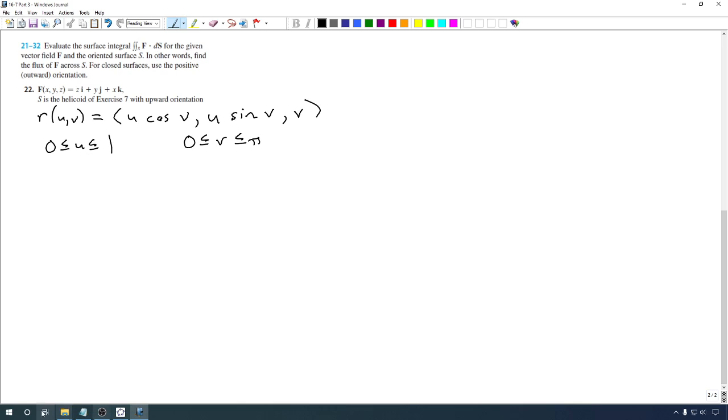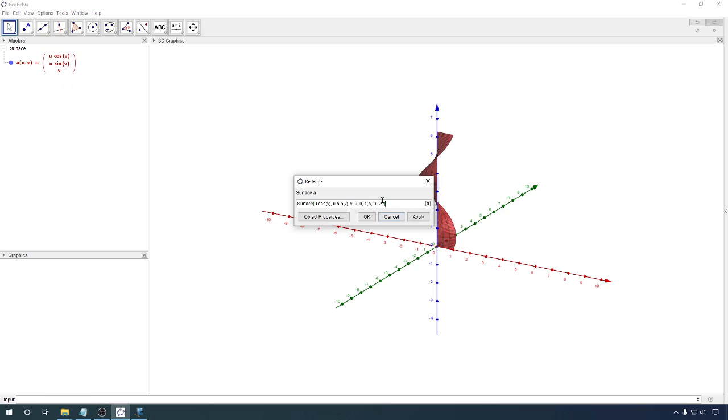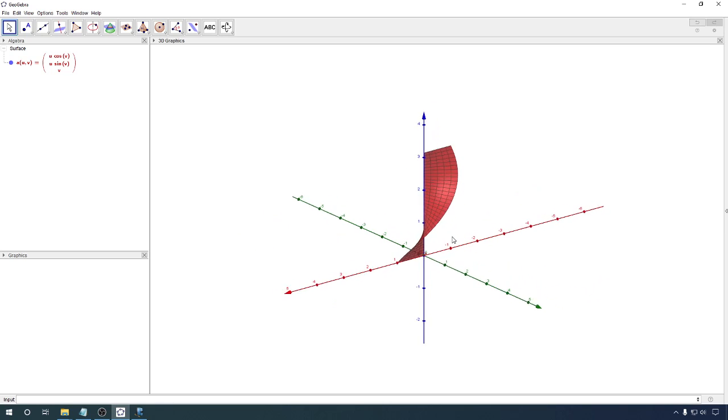If we go ahead and look at the graph of that, just to remind ourselves of what we're actually working with, we have u cosine v, u sine v, v, u going from 0 to 1, v going from 0 to 2 pi. I think I missed a comma. I missed 2 commas. Thank you, GeoGebra. There we go. Oh. Right. 0 to pi, not 0 to 2 pi. Making little mistakes all over the place.